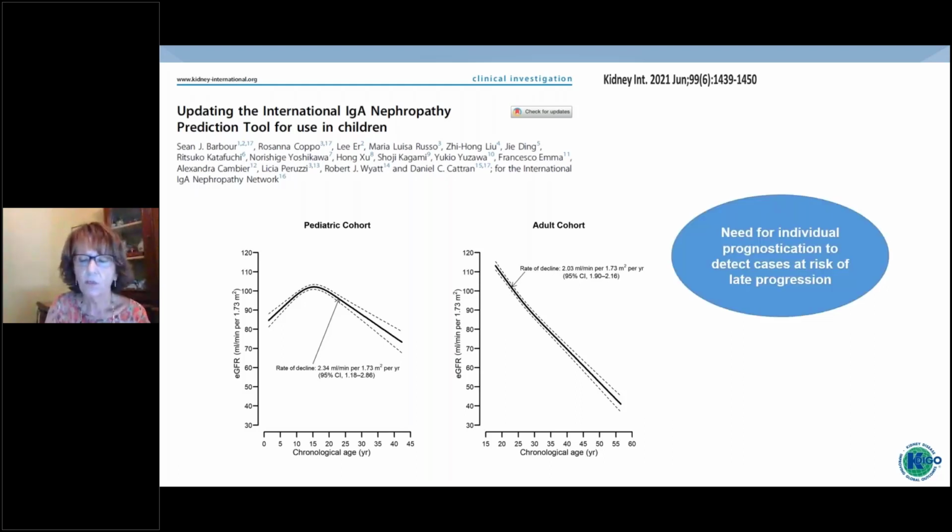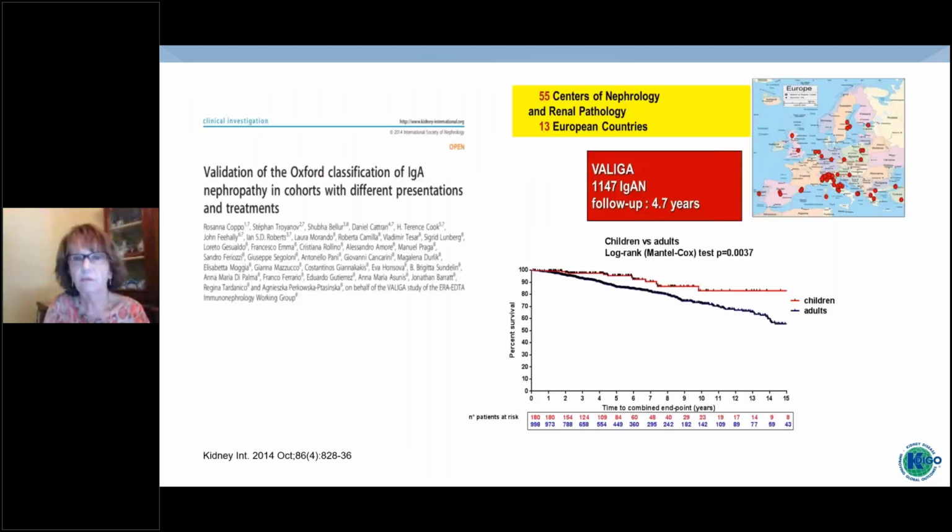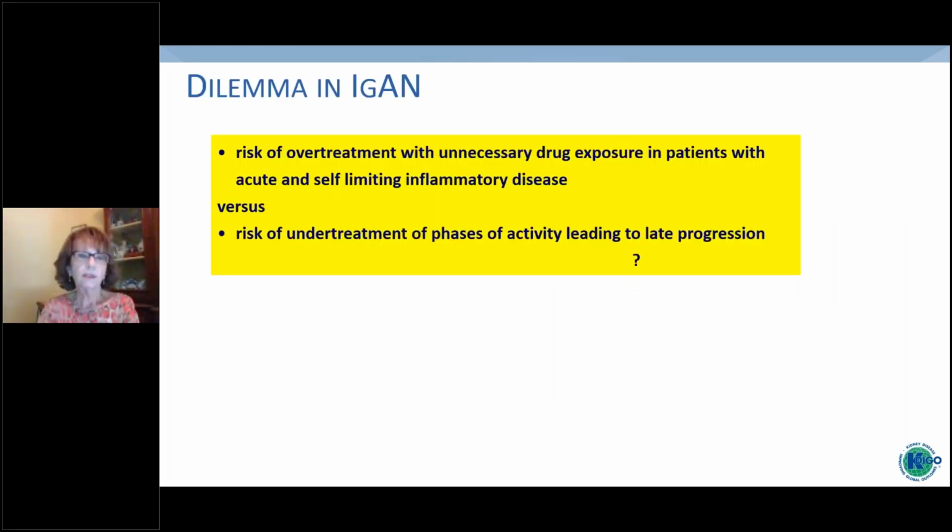So there is a need in individual cases for identification of patients who can have a late progression. This is the case for children, because in children we know that the disease is likely to be benign, particularly at the beginning. But if we look at long-term follow-up, the case is not like that. In some cases it can progress to end-stage kidney disease. So the dilemma in IgA nephropathy is the risk of overtreatment with unnecessary drug exposure in patients with an acute and often self-limiting inflammatory disease.